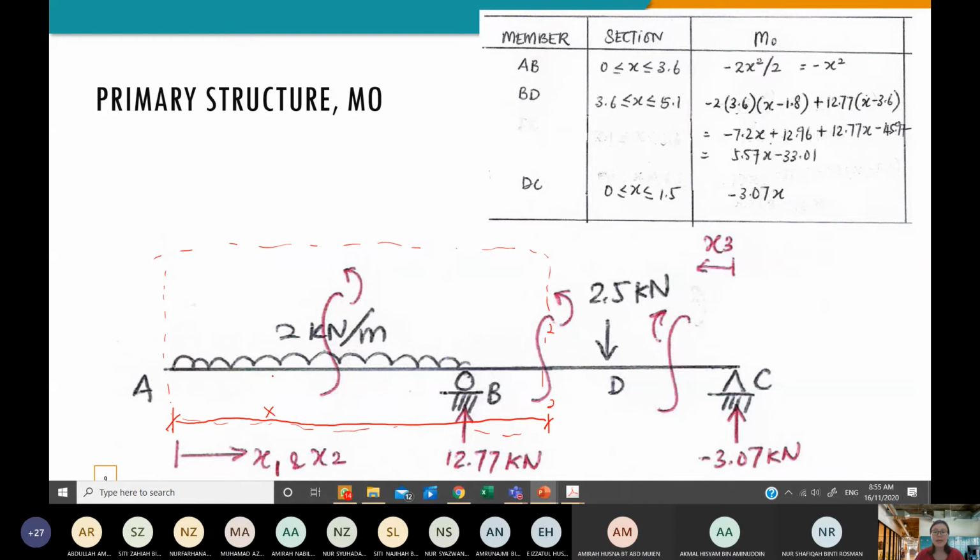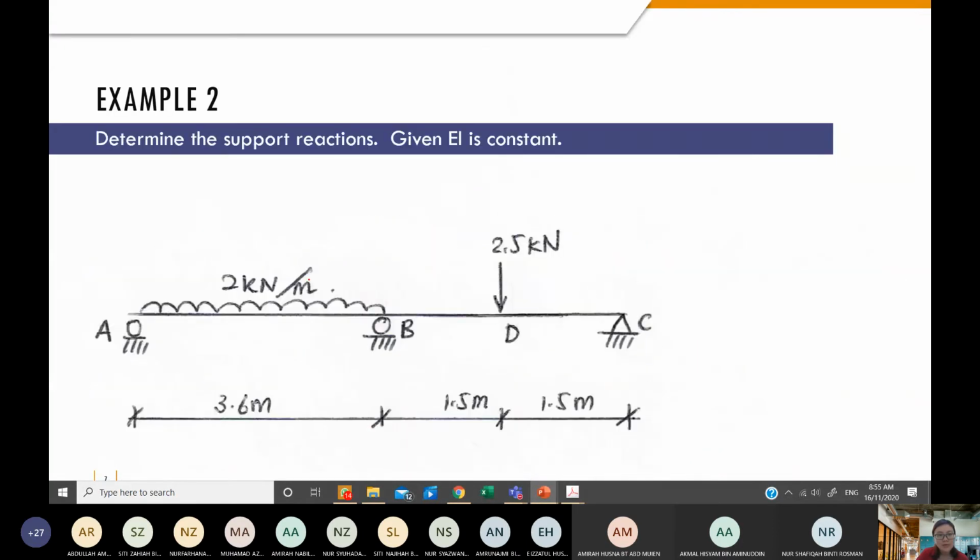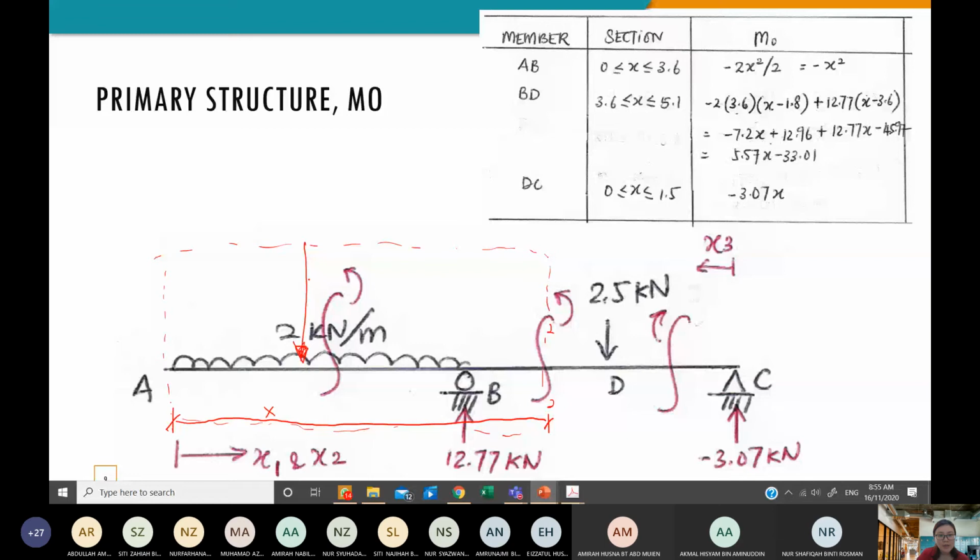Okay, so now I have two forces acting on my cut section, one is the UDL and another one is my BY. Of course, you need to determine your support reaction first. I will choose to represent the UDL as a point load. AB is 3.6 meter.